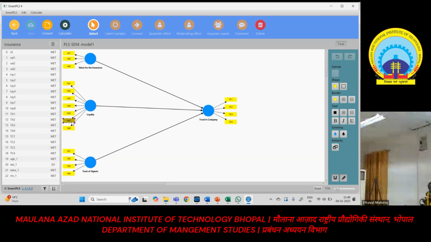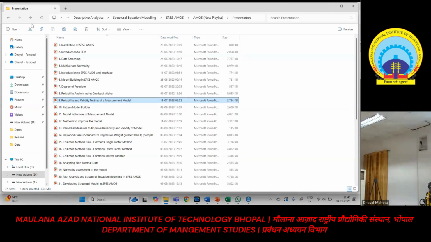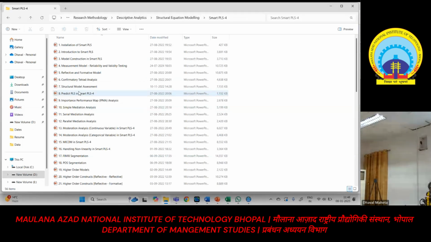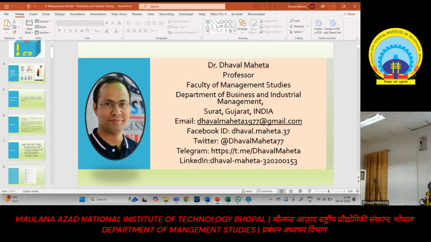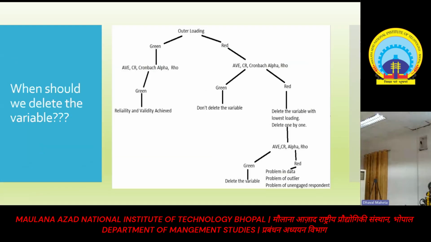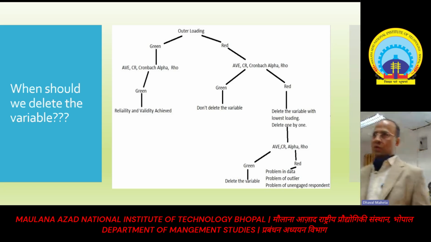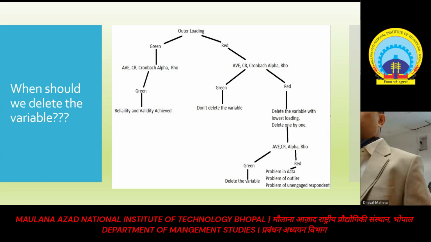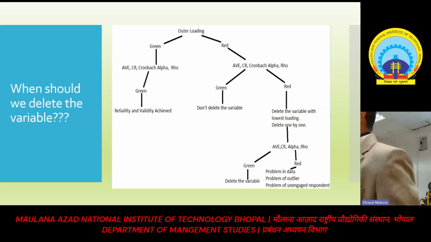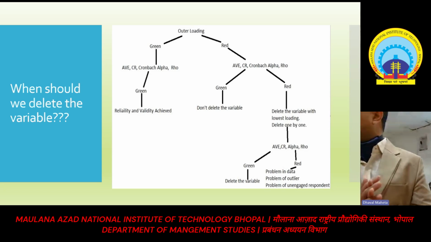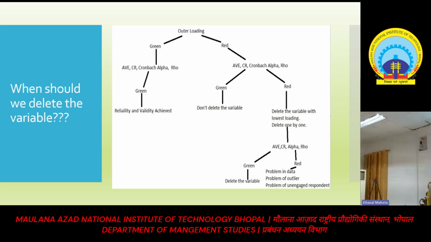With me? You should always remember this flow chart. Is the flow chart visible to all of you? Please take the screenshot of this flow chart. You can't take it? It is on YouTube also. Please take the screenshot. This is not in the books. I made it. Okay. We start with the flow chart. Outer loading. Just see. Outer loading, green. AVE, CR, Cronbach alpha, rho, green.